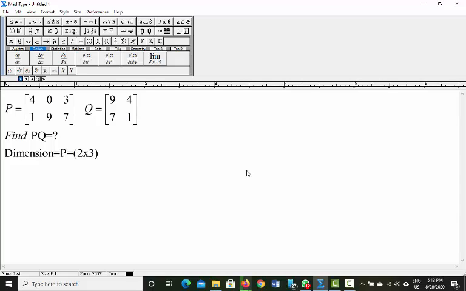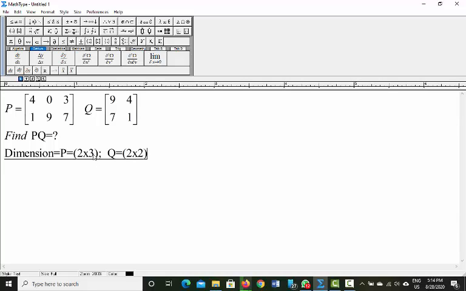Now let us find out the dimension of Q. The dimension of Q is, we have two rows and two columns. So that means the dimension of this matrix is 2 by 2. In matrix P we have two rows and three columns, so it is a 2 by 3 matrix. And in matrix Q we have two rows and two columns, right? So these are the dimensions of P and Q.